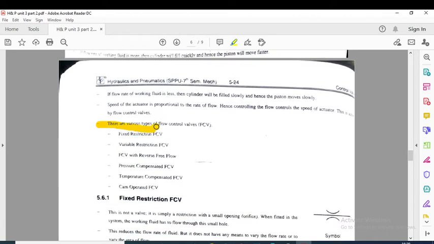There are various types of flow control valve. The first one is the fixed restriction flow control valve, then the variable restriction flow control valve, then the flow control valve with reverse free flow, then the pressure compensated flow control valve. All these valves we are going to study today in a systematic manner here.